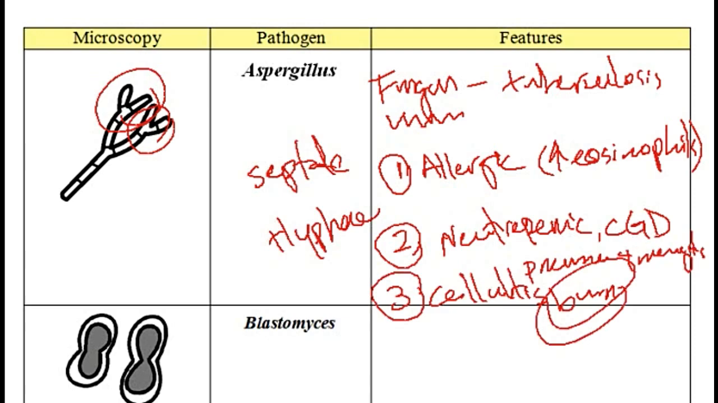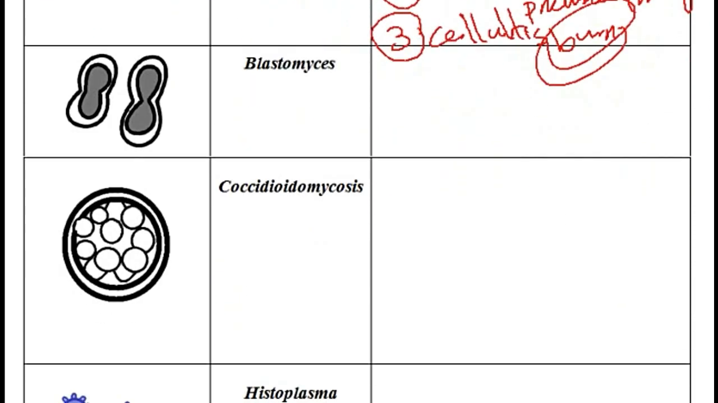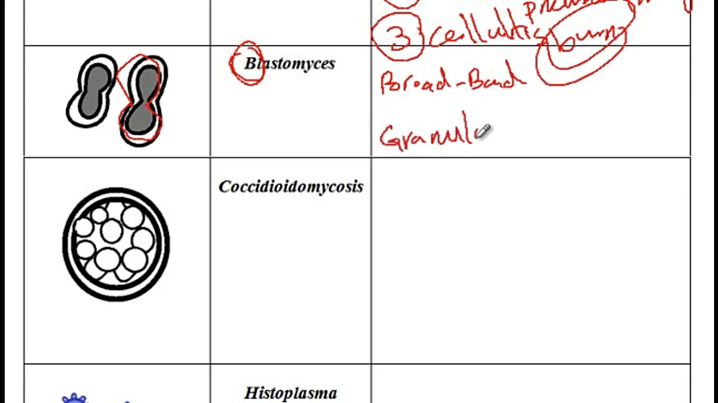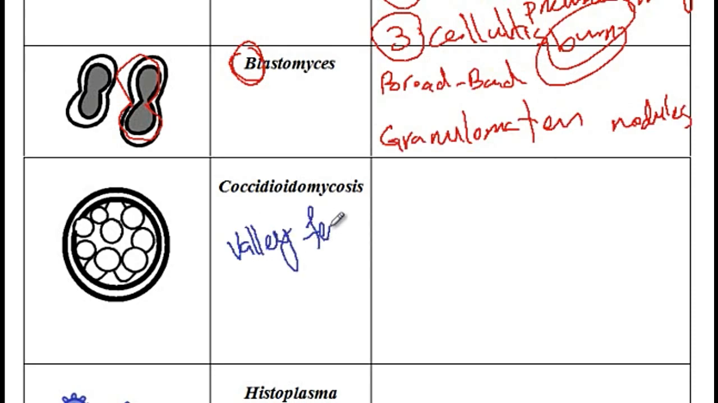The next organism is Blastomyces, and you can use the mnemonic B goes for broad-based budding yeast. So it's a broad-based budding yeast that is most commonly found in the eastern states, and the infections present with granulomatous nodules.